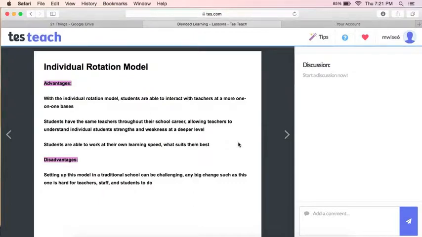Some of the disadvantages, though, would be setting up the model in a traditional school. It can be challenging. It's going to be a big change. It's going to be hard for teachers, staff, and students to all understand and do, but it's totally possible, as you can see with this school here.